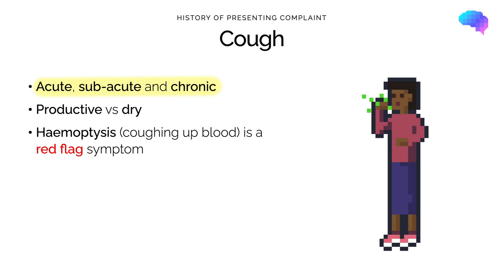So an acute cough is one which is present for less than 3 weeks. A subacute cough is one which has been present for between 3 and 8 weeks. And a chronic cough is one which is persistent for more than 8 weeks. It's important in your respiratory history to ask the patient directly about hemoptysis. Hemoptysis means coughing up blood, and this is a red flag symptom for more serious pathology such as lung cancer.